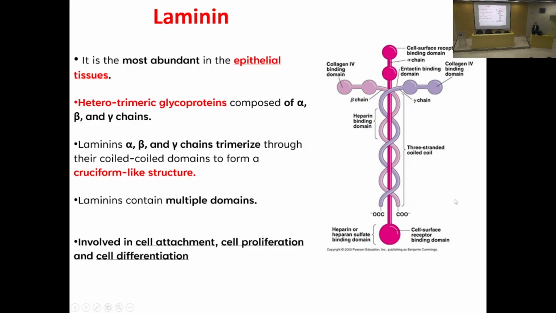And same thing, like the fibronectin, they also have multiple domains. So the laminin is also a multifunctional protein with multiple domains. For example, this is the heparin binding domain. This one is the collagen type 4 binding domain. This is the cell surface receptor binding domain. So also the laminin is a multifunctional protein. Okay? Clear? Thank you very much.